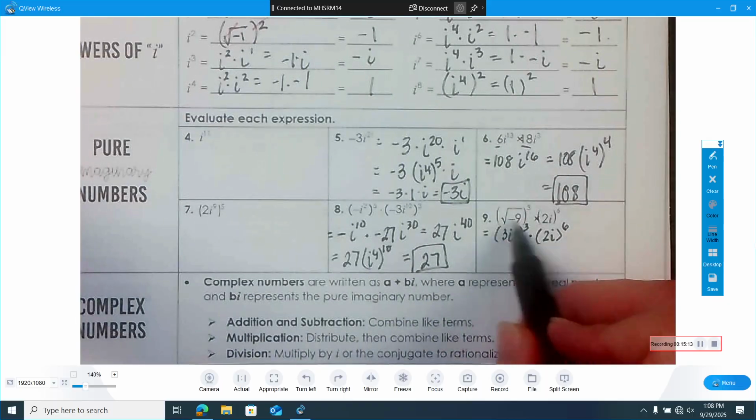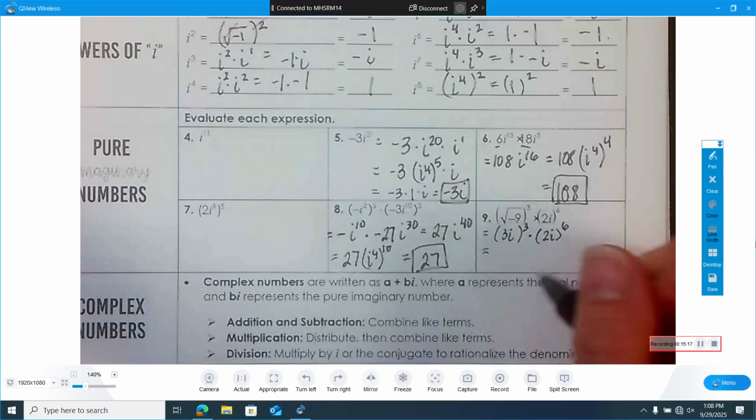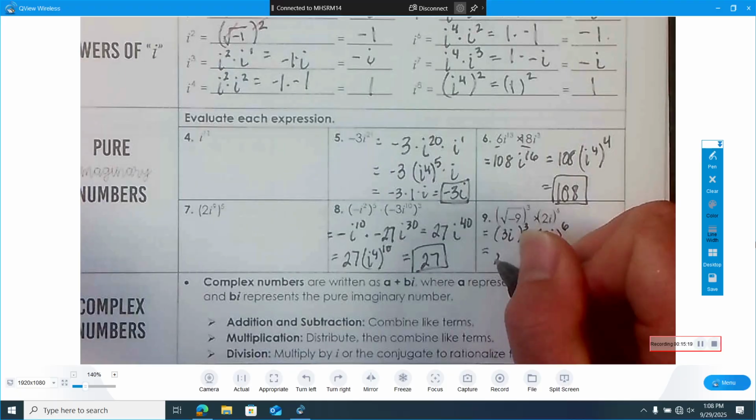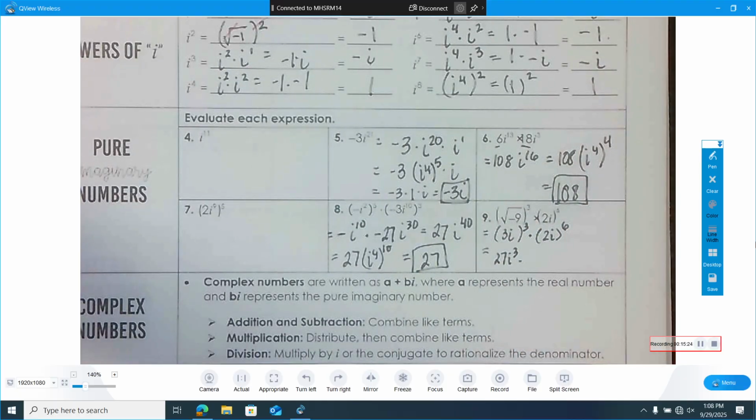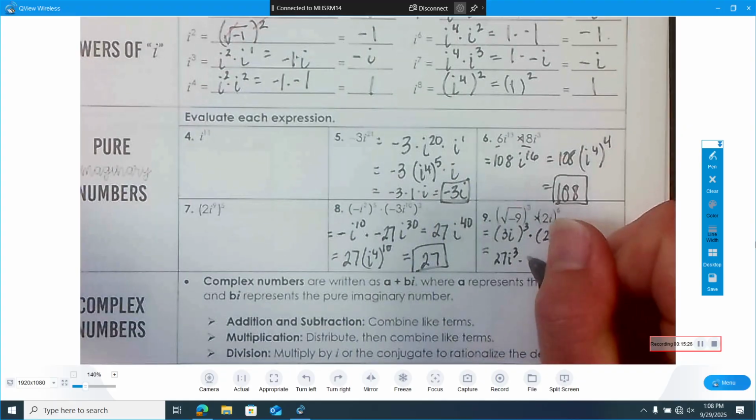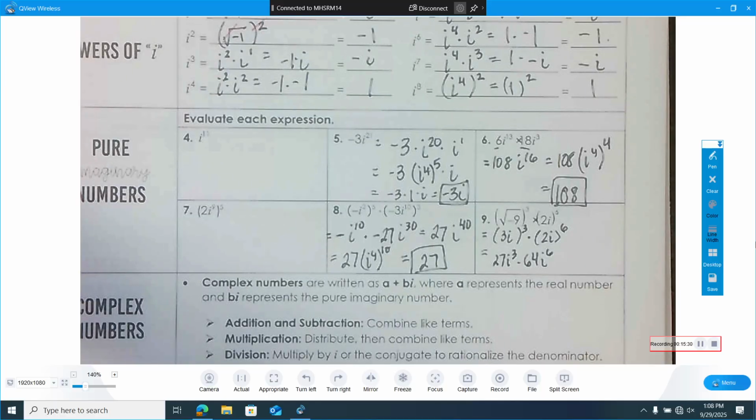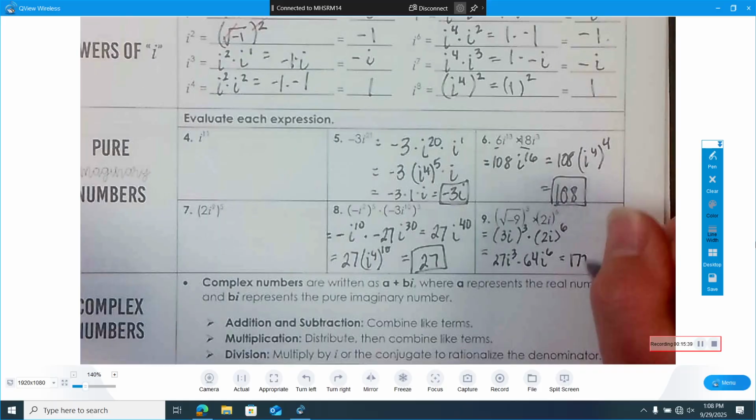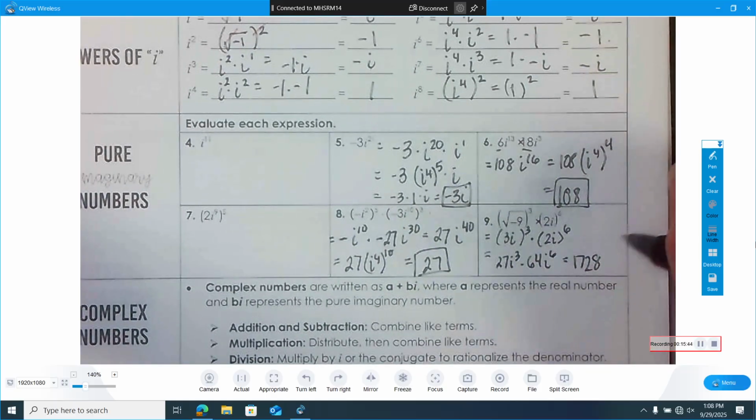What do we get for 3i quantity cubed? 27i cubed, good. And then 2i to the 6th. 2 to the 6th is 64, i to the 6th. Okay. All right, 27 times 64 gives me 1728, and this is i to the 9th.